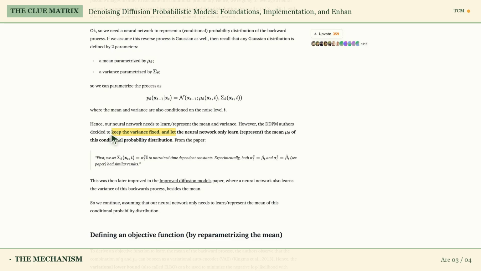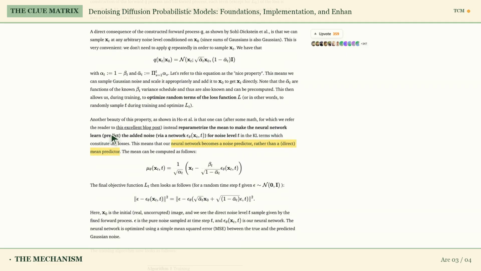My intuition wants the network to predict the clean image. Is it just a complex image denoiser? That's a common pitfall. The elegant trick is that the neural network becomes a noise predictor rather than a direct mean predictor. This is more stable.